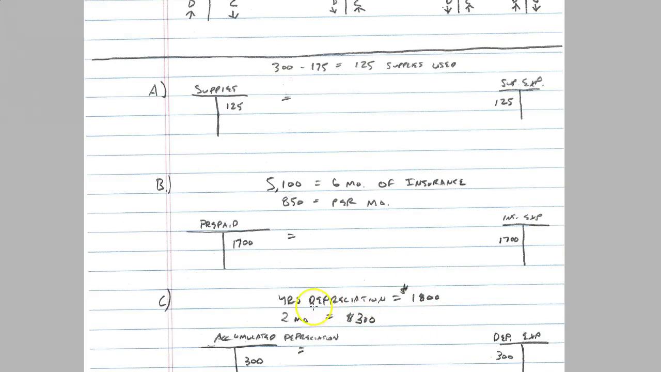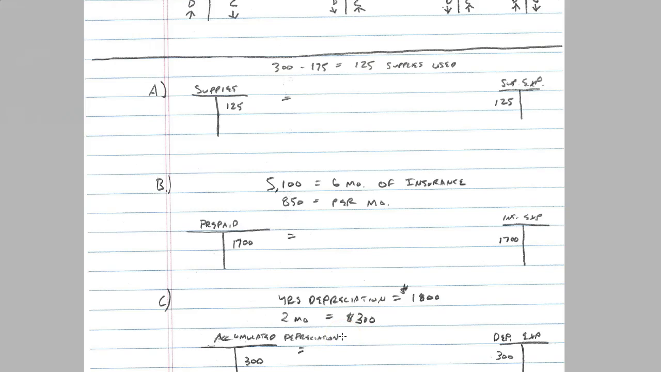So 2 months of depreciation is going to end up being $300. Actually, let me just double check my math on that real quick. I'm hesitating here for a second. So we've got 1,800 divided by 12. Okay, yeah, cool. So each month is $150, and 2 months is $300.